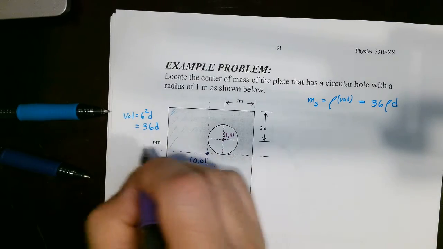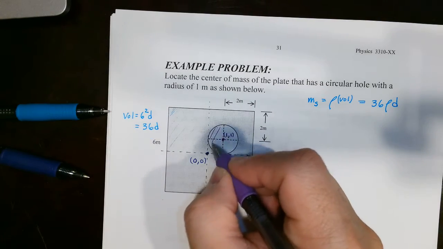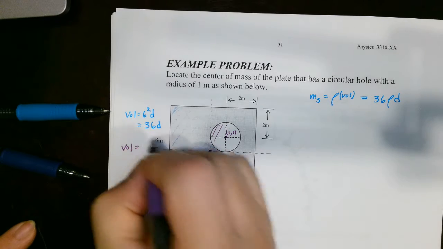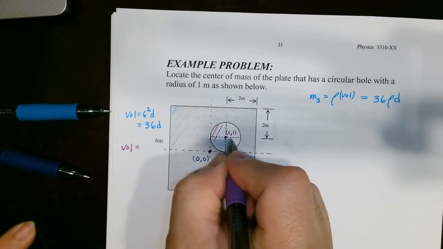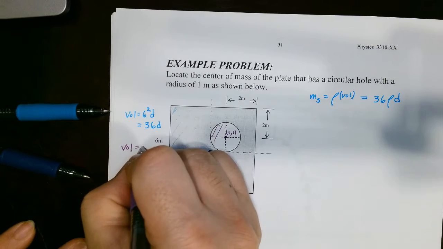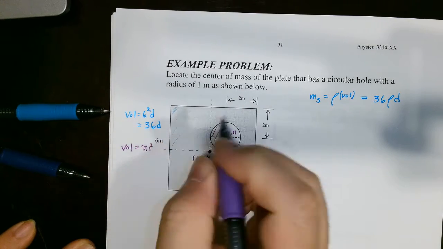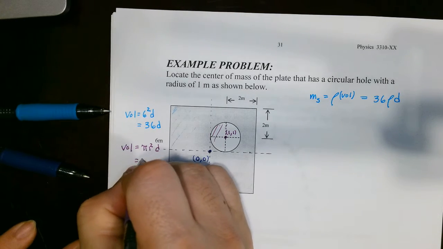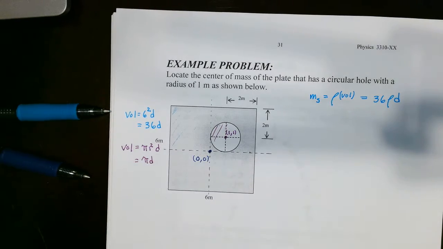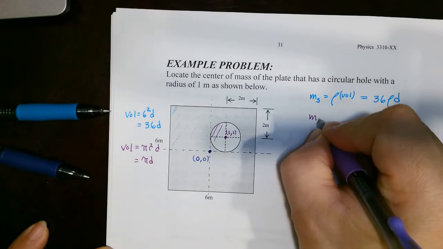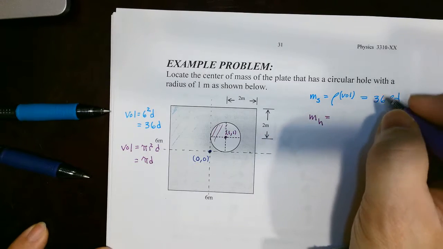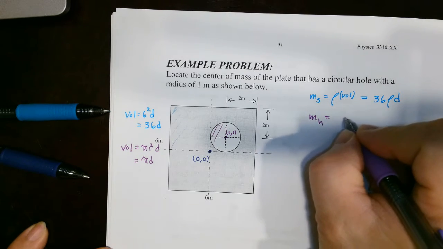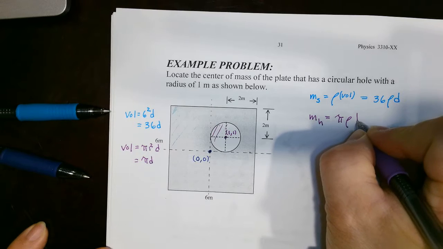Now for the volume of this hole, right? The volume of the hole, right, is pi r squared, which is pi times 1 squared, right? So pi times 1 squared times the thickness d. So it's just pi d. So the mass of the hole is equal to, right, just rho times pi d, or pi rho d, right?